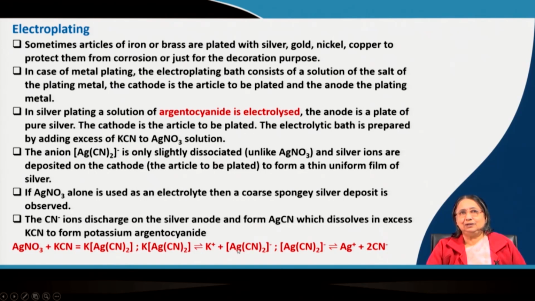This cyano complex of silver will again ionize in a slow manner. That is why it is written here that it is only slightly dissociated, it is in equilibrium, and it produces silver ion, Ag plus, which will be deposited on the cathode to make the silver plating. But if you use silver nitrate, then this type of thin film will not be produced; instead you will get a spongy silver deposit, which is not wanted. So, this is a very good example of complex formation and its application in electroplating.